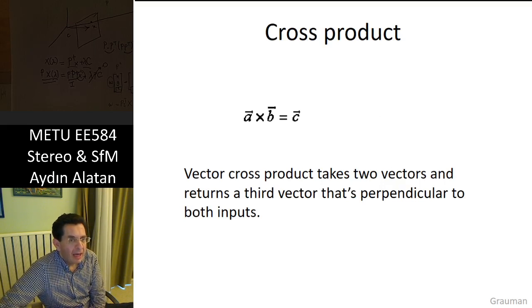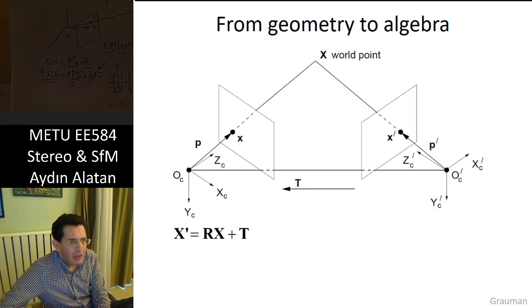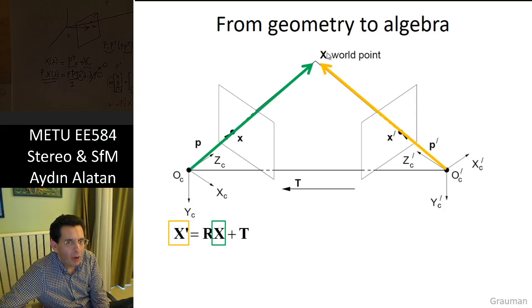Now, let's remember a few things. The cross product, if you have a cross product, C is orthogonal to both A and B. Therefore, A dot C and B dot C are both equal to 0. We will just use this fact in the next slide. Now, let's have this relation here. This is your X, this point is written with respect to this coordinate system. This is X prime, and it is written with respect to this coordinate system.